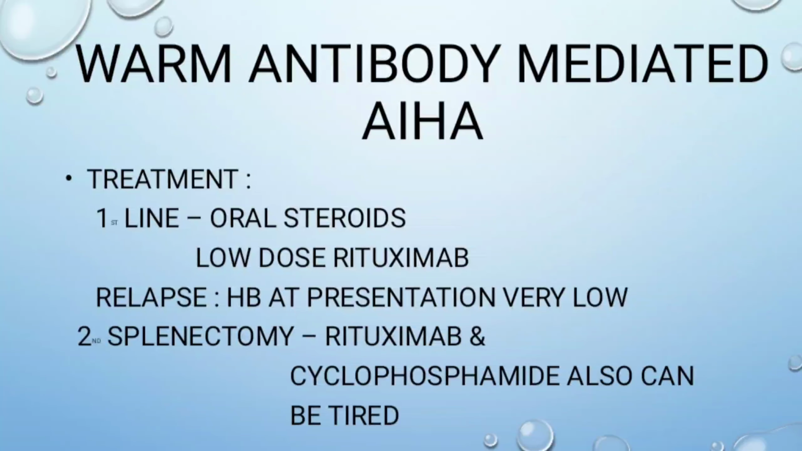Let's see the treatment plan available for the diagnosis of warm antibody mediated autoimmune hemolytic anemia. The first line of treatment is oral steroids. Even low dose rituximab is also used. In case of relapse, we find hemoglobin at a very low level. The second line of management will be splenectomy, and drugs like rituximab and cyclophosphamide can also be tried in these patients.